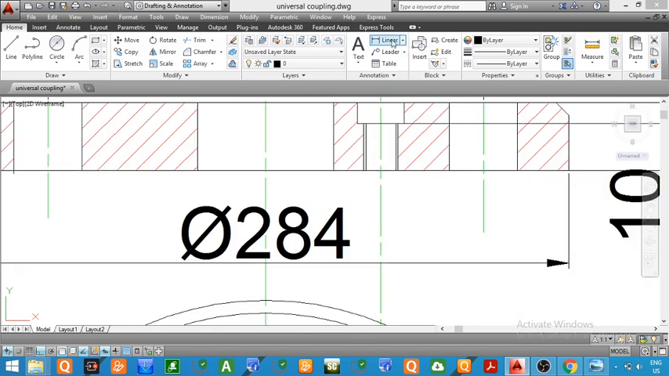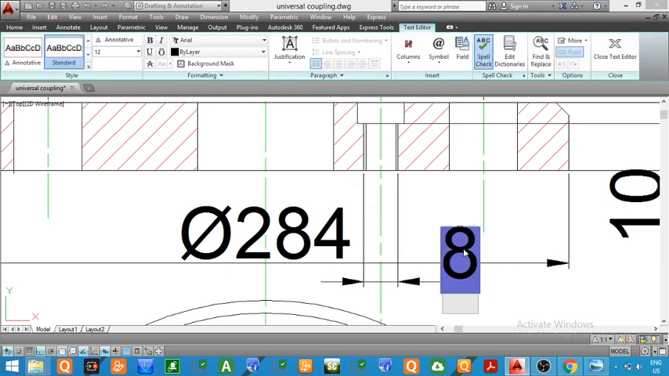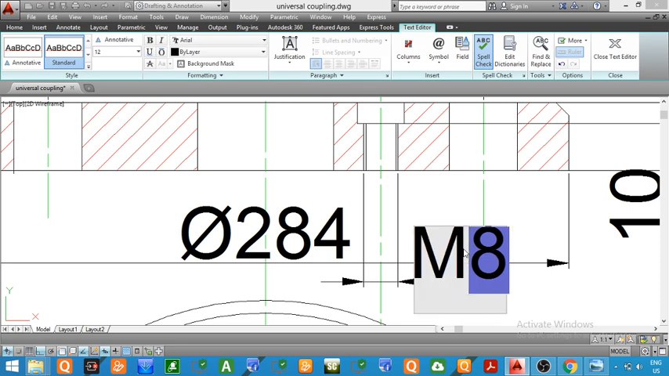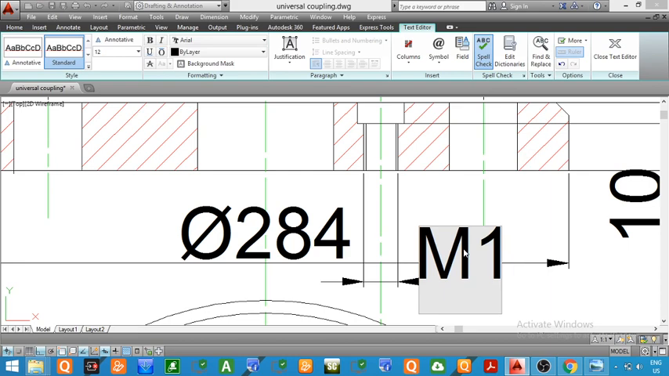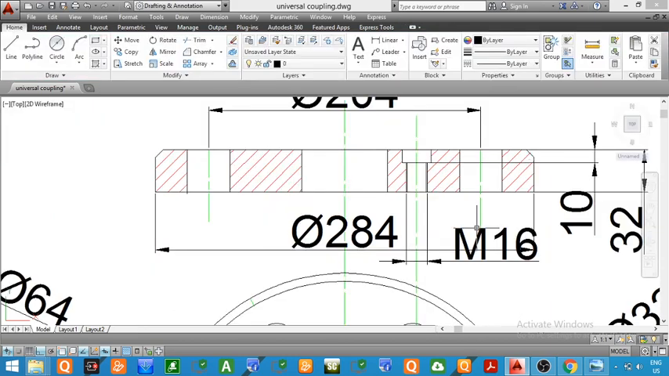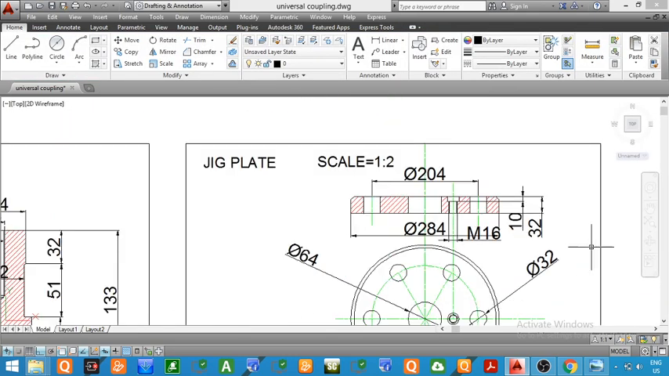Now the major diameter of the thread here, the major diameter from here to here, the actual major diameter was equal to 16, but we have taken 8 because of half scale. So now we will write here 16. So the major diameter M, you can see, is equal to M16. So the major diameter of the thread is equal to 16 mm.